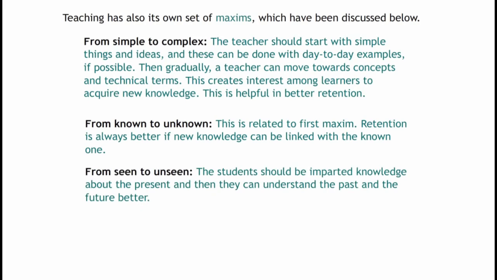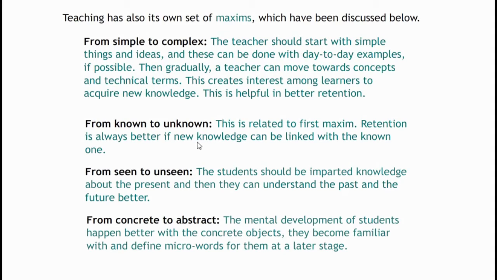The third point is from seen to unseen. It is also an extension of the first and second points; these are all related points. The teacher has to give examples about seen or visible objects to students, especially students in primary or kindergarten. The last point is from concrete to abstract. Teachers should give examples from concrete, familiar objects, which you can see or feel, to study abstract objects.